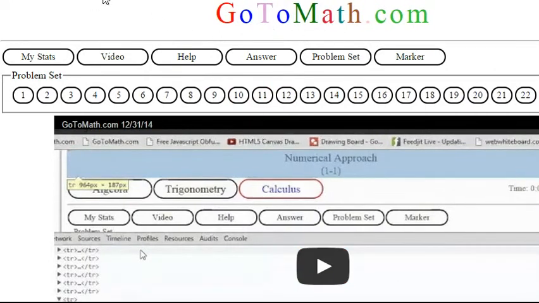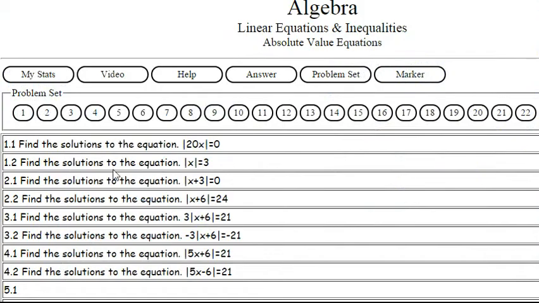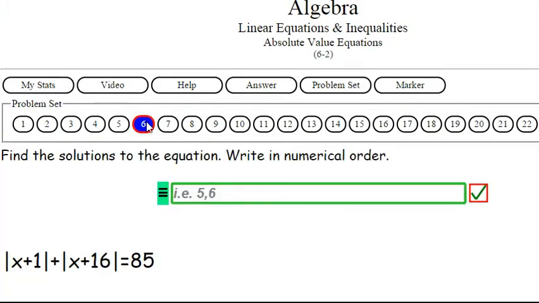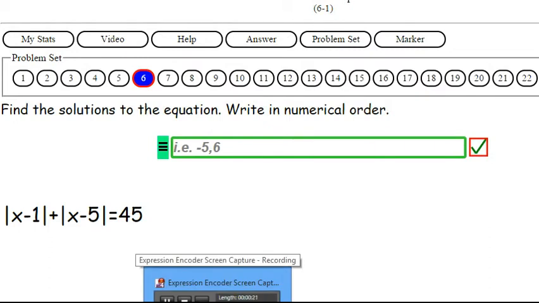Okay, we're over here at gotomath.com. Click on the algebra. Let's go down to absolute value equations. We're looking at 6.1. Get that to come up. We got it. Alright. Find the solutions to the equation right in numerical order. That means smallest to largest. I got to repeat that every time, it seems like. I don't think I've been mentioning it really.